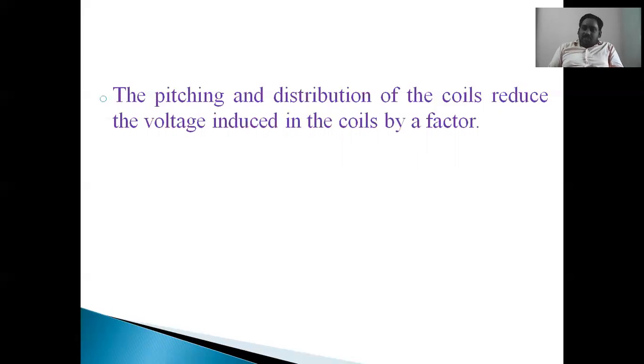So that's why the pitching and distribution of coils reduce the voltage induced in the coils by a factor. What are those factors? By how much can the induced voltage be reduced due to this pitching and distribution? Pitching means a coil pitch or a pole pitch, and due to distributed windings of the armature circuit, the induced voltage is reduced by a factor.